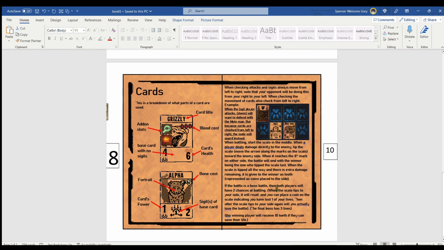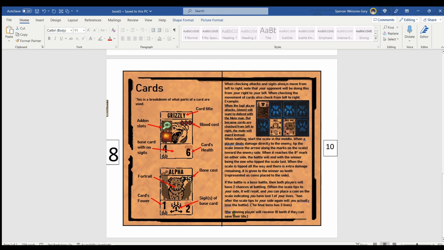And if the battle is a boss battle, both players will have a second chance at battling. Basically, whenever the scale is tipped to your side, it will reset, and you can place a coin on the scale indicating that you have lost one of your lives. Then after the scale tips to your side again, you'll actually lose the battle. The final boss has 3 lives, also notably. The first boss battle does not have an extra life.